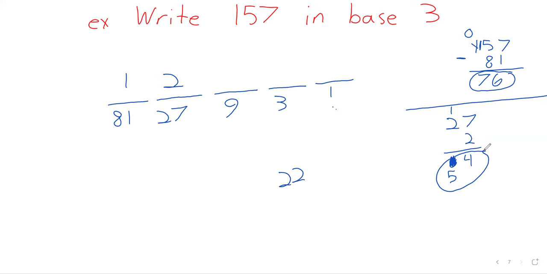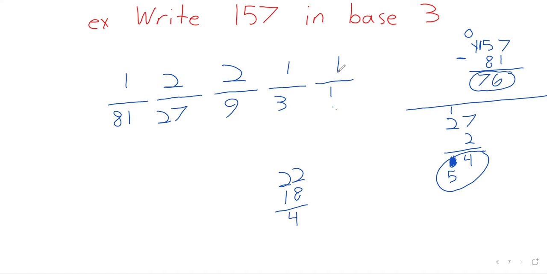And finally, we're reaching the point where I can just do this math in my head, and maybe you can too. How many times does 9 go into 22? Well, it goes in 2 times, and 2 nines is 18. That leaves you with 4. 3 goes into 4 once. That leaves you with 1. 1 goes into 1 once.